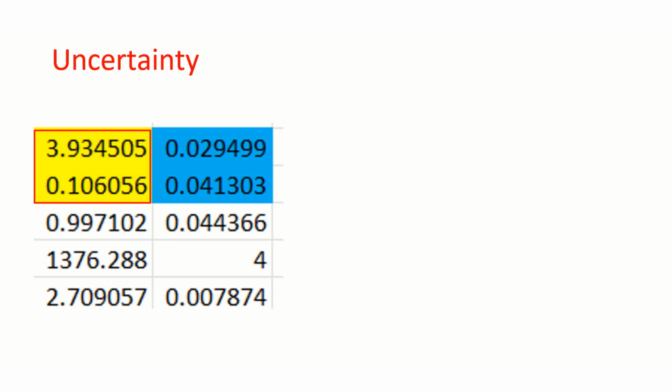Now, why are we doing this? Here's the big finale. Well, we know the gradient of our graph is like this. So we can write it now with its uncertainty. We've got 3.934505 plus minus some number. Okay, and that's at 0.029499. I've said before, I'm working to a lot of significant figures here.